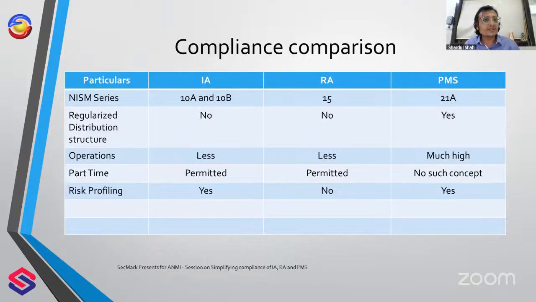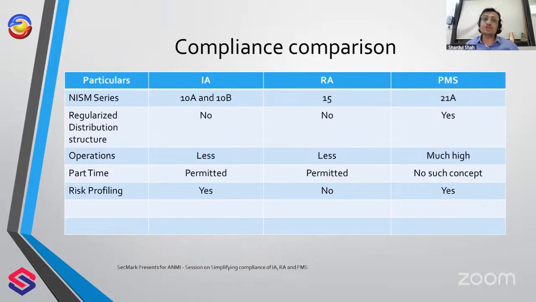Few more comparisons are there. Now, NISM series. With regard to the IA, a minimum of one person should have NISM certification of 10A and 10B. And on expiration, the renewal should be done for NISM series 10C. For RA, series 15 should be cleared. And for PMS, series 21A should be cleared.